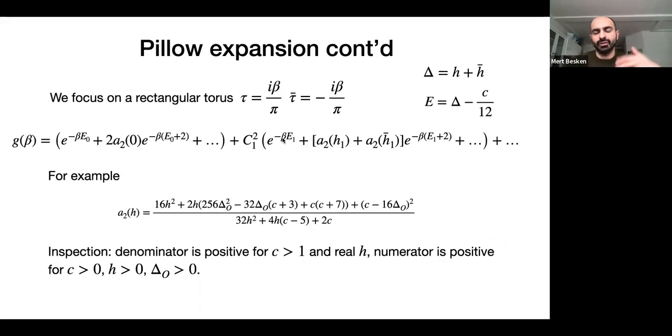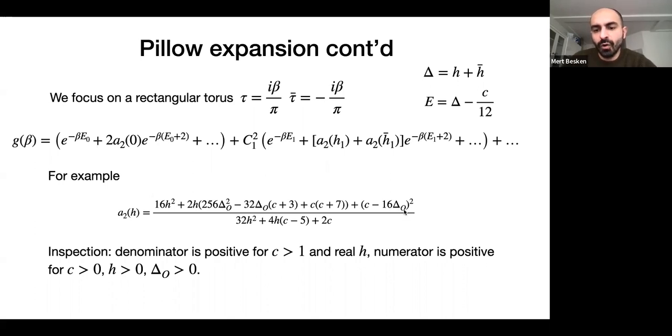So this beta is actually not a temperature. We are on the pillow torus, and this beta is just the cross ratio. And here I showed the first non-trivial term in the expansion. And you can compute this guy using the recursion relations that I showed you. It's this complicated looking thing.